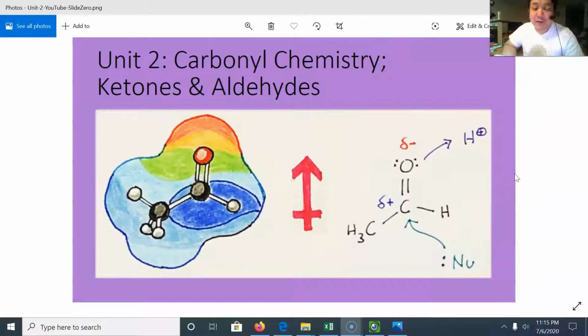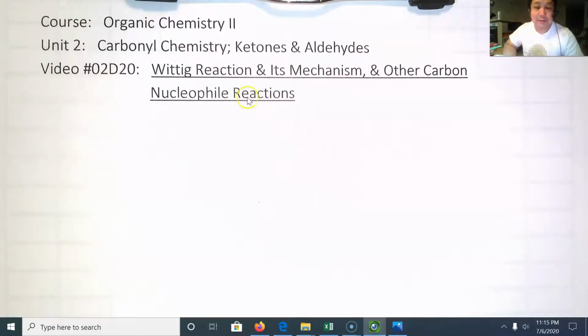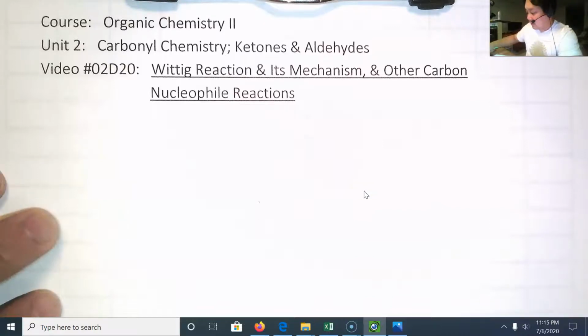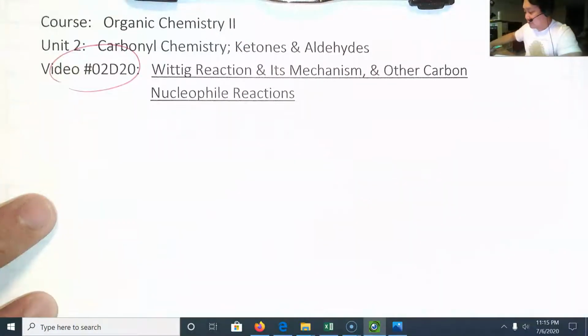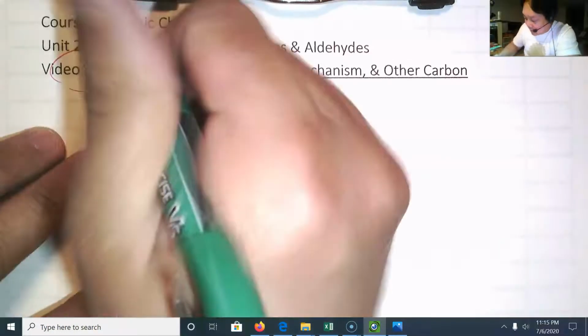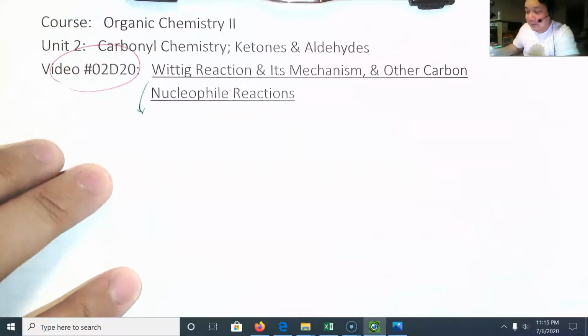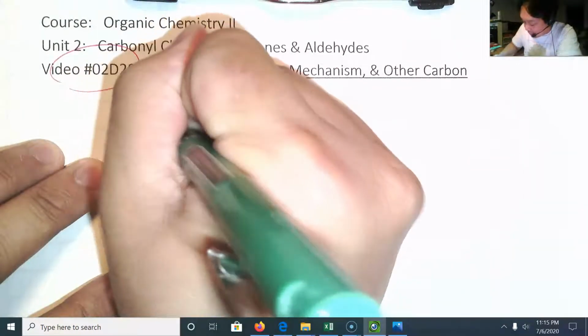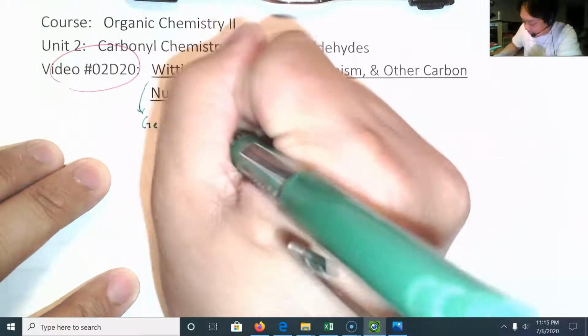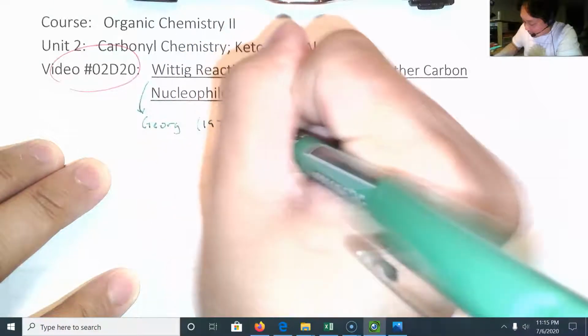Hello. We're ready for our first reaction in the carbonyl chemistry unit, and that first reaction is going to be the Wittig reaction. And the Wittig reaction was discovered by George Wittig, and he won the Nobel Prize in 1979.